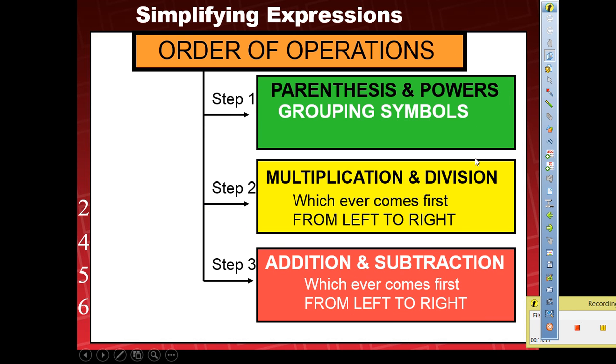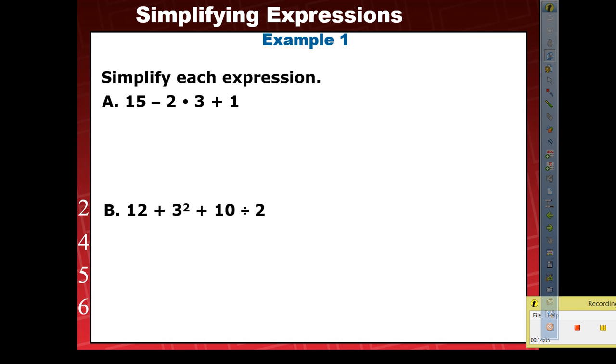Copy these, please. Example 1A and 1B. Like I said, today's only going to be review. Hopefully this will refresh your memory. But be careful. Some of these are so simple that you might skip something and make a small mistake. Example 1A is 15 minus 2 times 3 plus 1. Number 1B is 12 plus 3 squared plus 10 divided by 2.